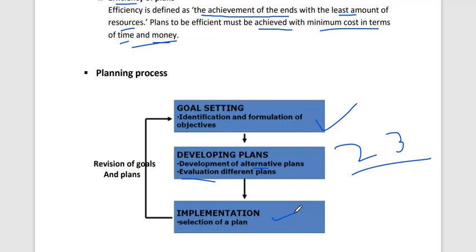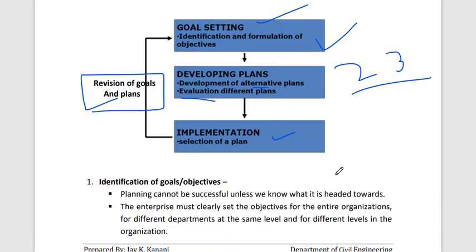Implementation of the plan means selection of that plan. So this is the planning process: goal setting, developing plans, and implementation. After implementation, if we want to revise a plan, then with revision of goals and plan, this first step will be started again for the revision of the plan. Okay, so this is the planning process.